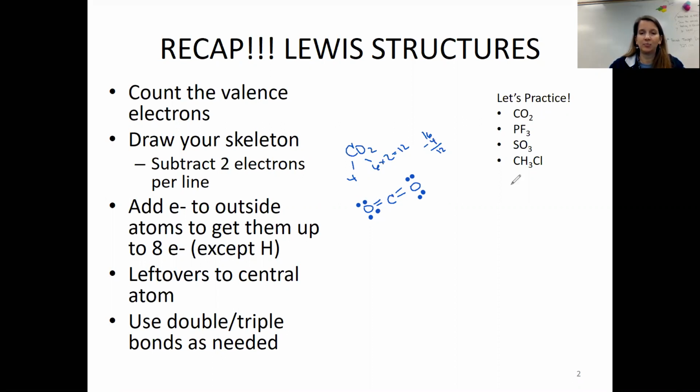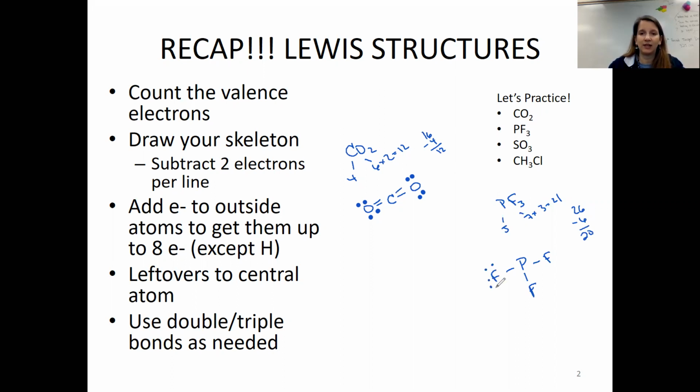Okay, let's take a look at PF3. Phosphorus has 5 valence electrons, fluorine has 7 times 3. So that means we have 26 total valence electrons to work with. We're going to put our P in the middle, connect the F's to it. That means that we've drawn 6 electrons. We have 20 left. We're going to go ahead and put the dots on the outsides.